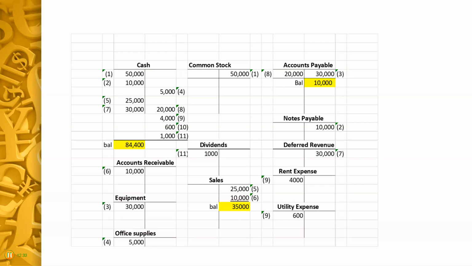So for the cash, we would add up all our debits, add up all our credits. And in this case, we get a debit balance, which is the normal balance, which means our cash is not overdrawn, which is $84,400. Our accounts payable has a credit balance, which means we still owe $10,000. That's correct. If that had a debit balance, it would have meant we overpaid. Now, our sales, we have a balance of $35,000. So if you notice, all of our accounts have normal balances. Now we can go on to part 3.